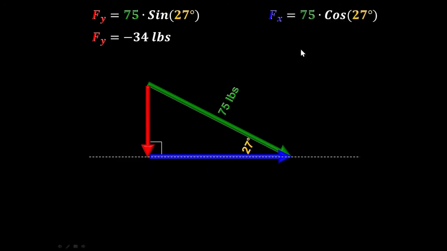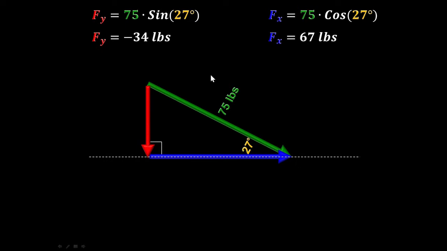And now let's calculate this one. 75 times the cosine of 27 and 67 pounds. I left it as positive because to the right is positive. If it had been off to the left, it would have been a negative.